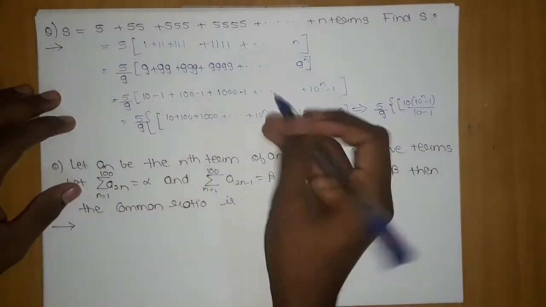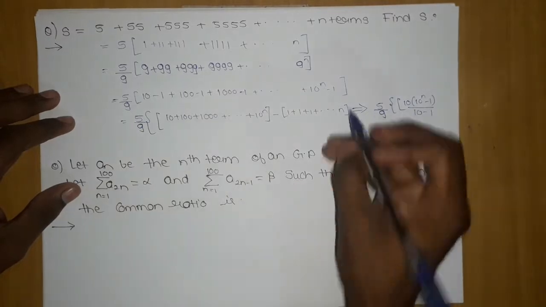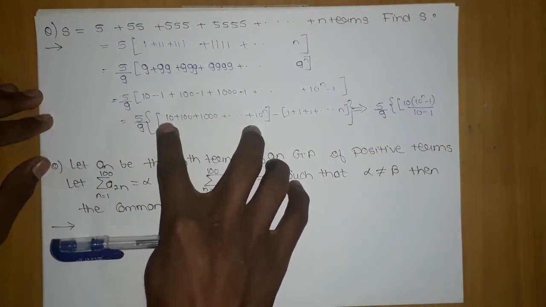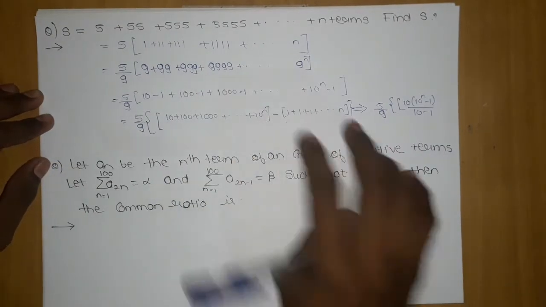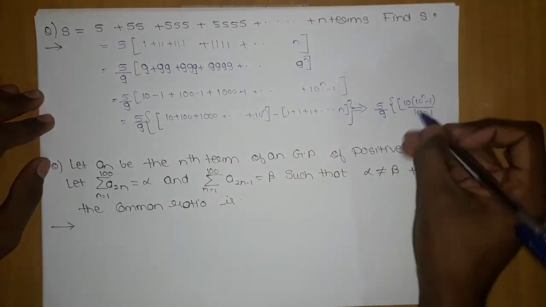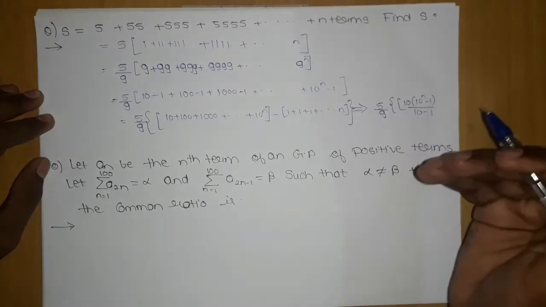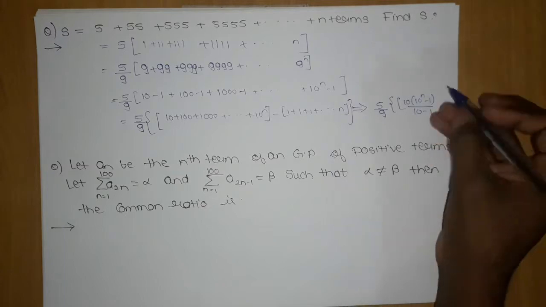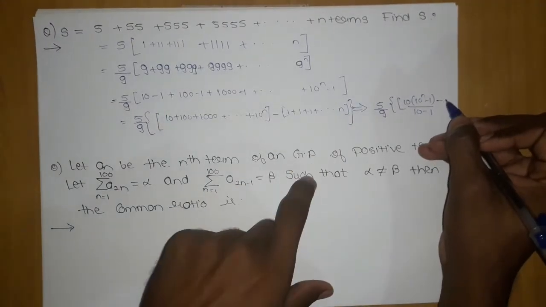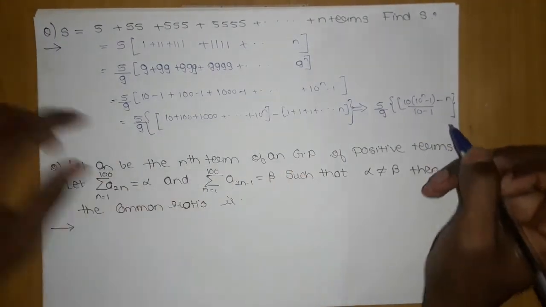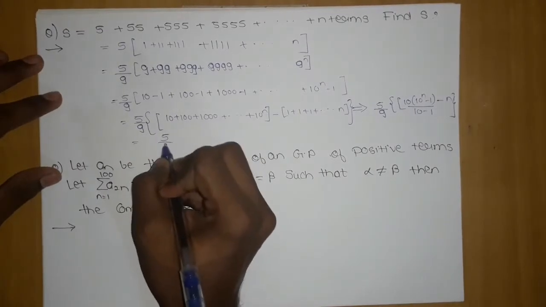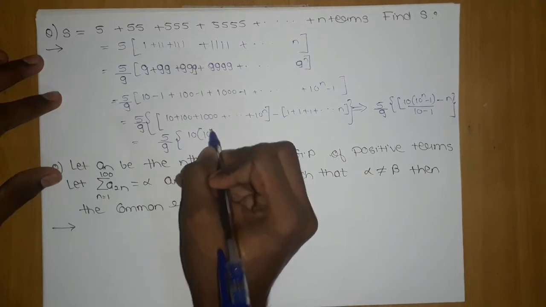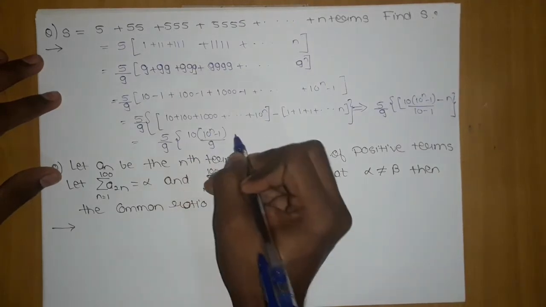We have applied this, and you can break it like that for your understanding. This is the sum of n terms of a GP, and this other part is simple, 1 added n times, so its sum is n. I find the GP sum using a into r to the power n minus 1 upon r minus 1. Now the answer is like this: 5 by 9 into 10 into 10 to the power n minus 1 upon 9 minus n.